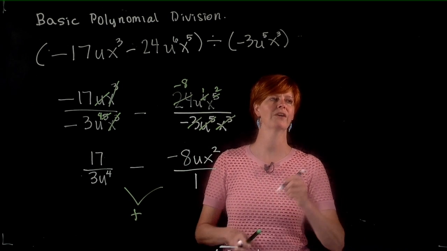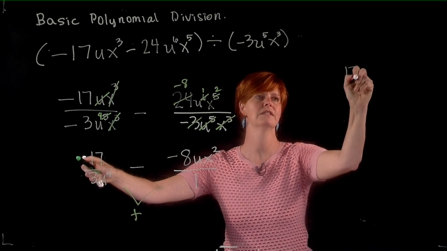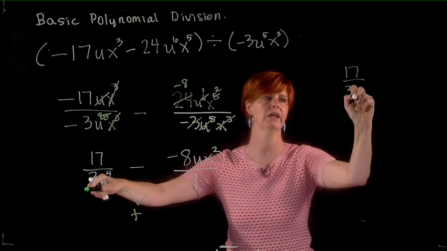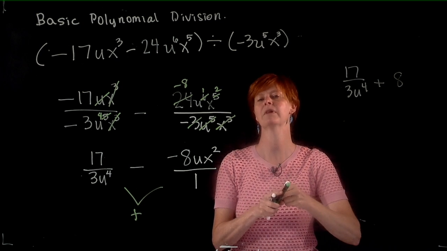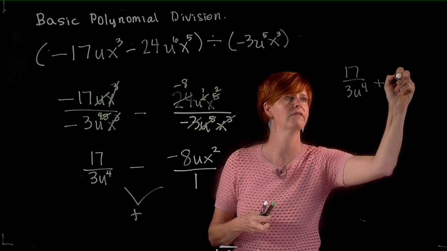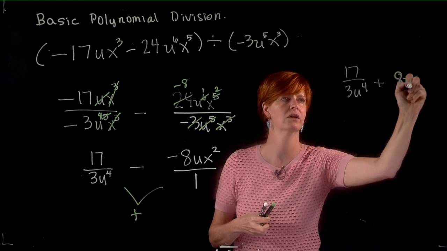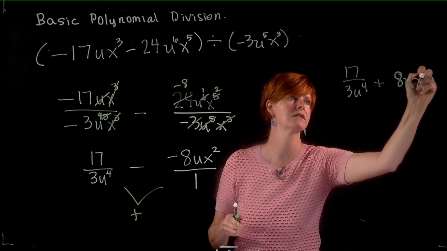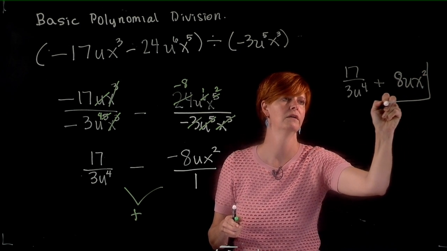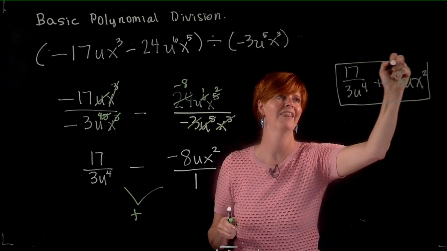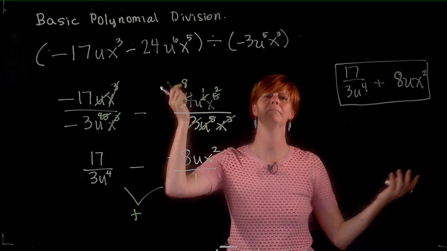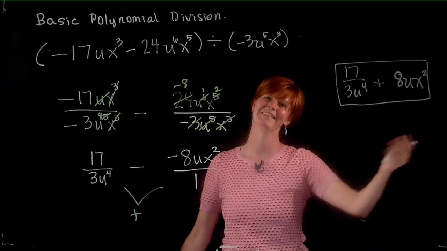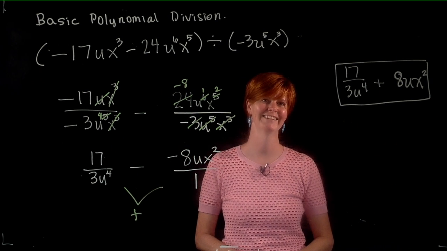So the full and correct answer then is here, 17 over 3u to the 4th plus 8ux squared. Now, the thing that we all hate about polynomial division is, didn't it just look better before? But this is considered simplified. Okay.